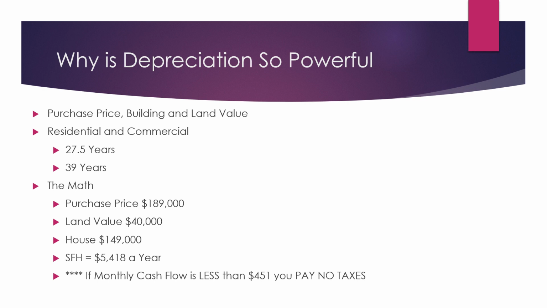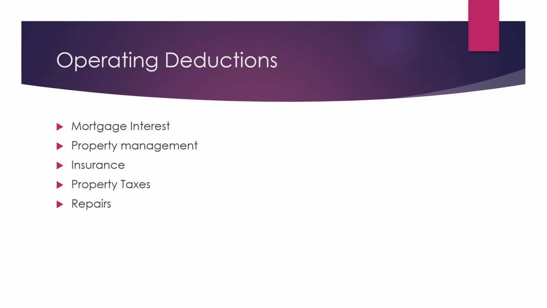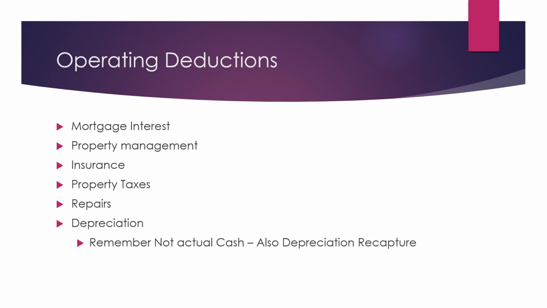So understanding depreciation, how to use it, is very, very powerful. It is something that is often talked about but not well understood. So I want to make sure we included that in our 101 class. So again, operating deductions, I just want to make sure you understand. You'll be able to take off the interest of the loan, the property management fees, the insurance, property taxes, repairs, and of course depreciation. Remember, depreciation, unlike the first five, is not a cash expense. You're not actually writing a check for our example above of $451. It's just given to you.